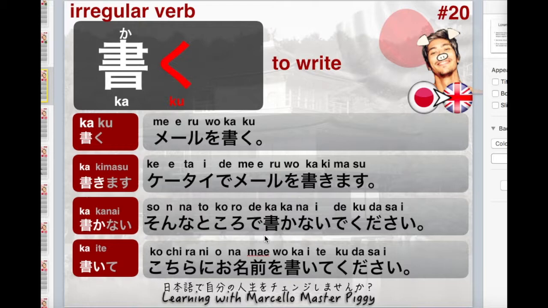そんなところで書かないでください。Okay, and the last one is our imperative form, the te-kei, kaite. 書いて. So for example, こちらにお名前を書いてください. Please write. Onamae means name, okay, it's a polite form for name. And kochira is the polite form of koko, which means here. So please write your name here.